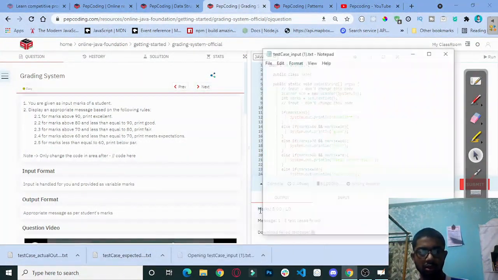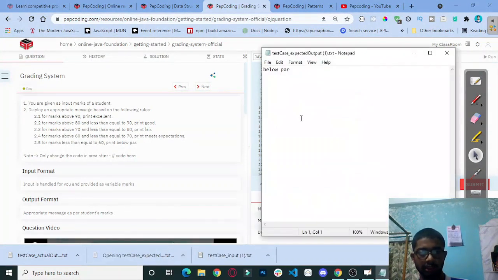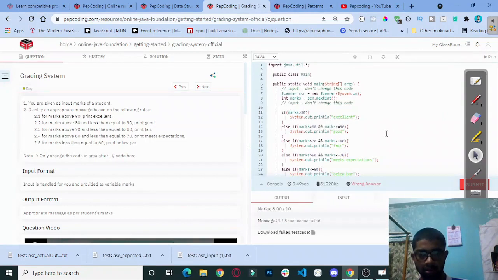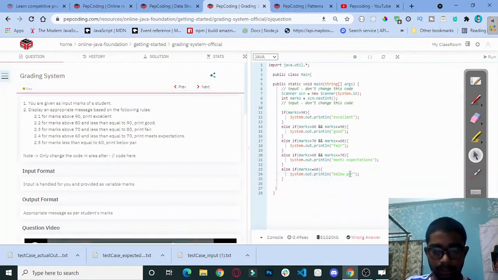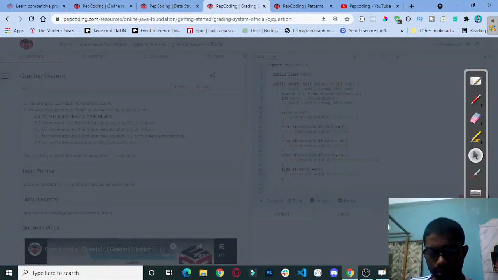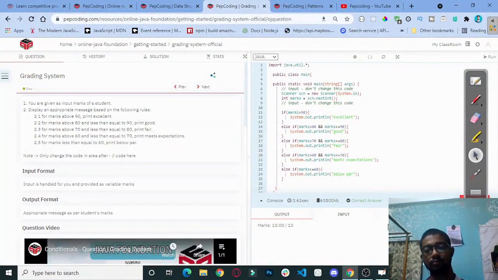The input is 40. Expected output is below par, and I have written it here below bar. Now it's right. So that was the mistake: I had written it wrong here.